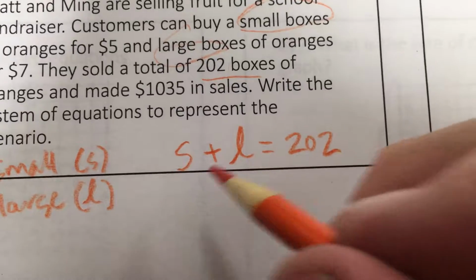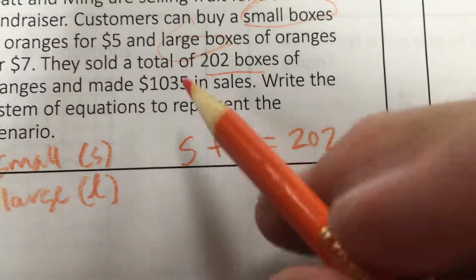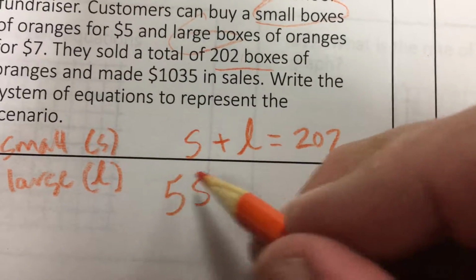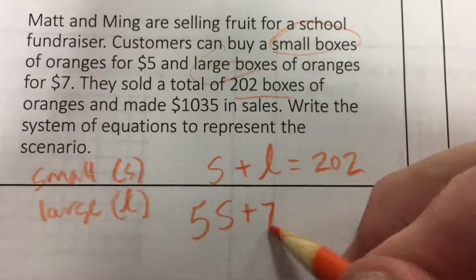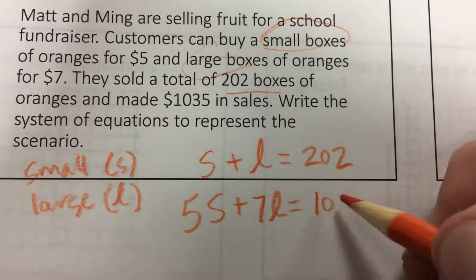And then for the sales part, now we need the money. Every small box we're selling for $5 and every large box we're selling for $7. Adding that up together would give us our total amount of money.